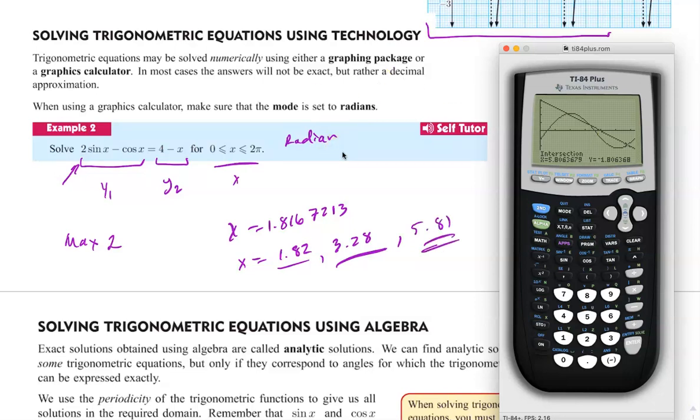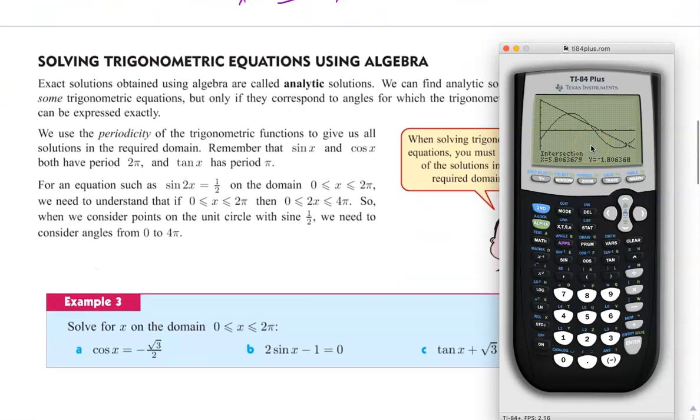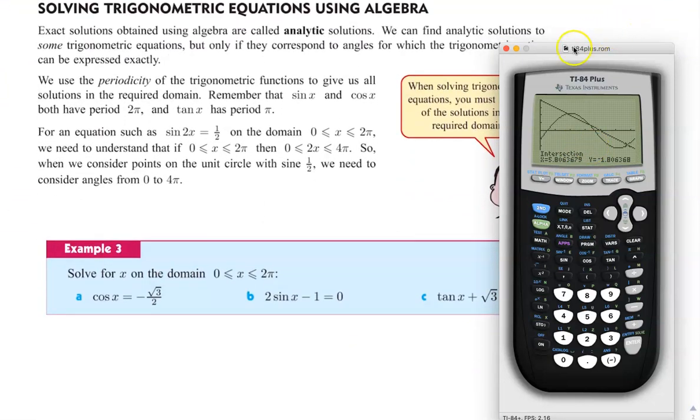So that's how you solve on the calculator. You do y1, you do y2, you graph it, you fix your window so you can see where it crosses, then you find intersections. Now let's get to the main part of today: solving using algebra.